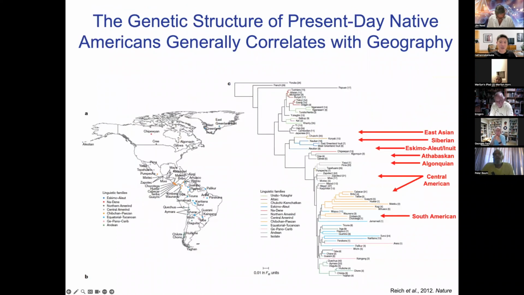So the genetic structure of present-day Native Americans generally correlates with geography and language group. So here you can see a genetic tree of modern Native Americans, and here are Eskimo-Aleut and Inuit groups in Greenland, and then you can see Athabascan and Algonquin groups in Canada, and Central Americans in Mexico, and further south you can see people from Costa Rica and Panama. And you can see the rest of the structure in South America with Peru, Argentina, Brazil, Colombia, and other areas all separating.